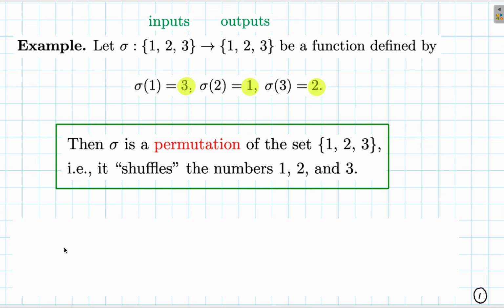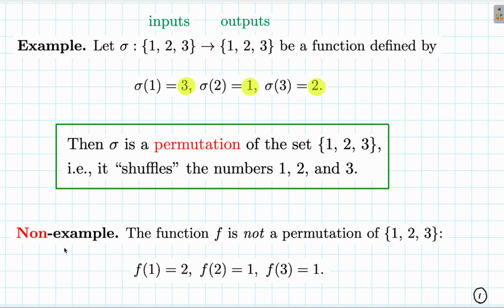Here is something that's not a permutation. So here is a non-example. Consider this function f, whose inputs are also 1, 2, and 3. But notice the outputs: f of 1 is 2, f of 2 is 1, and f of 3 is also 1. We have two outputs that are the same, and so f is not a permutation of the set 1, 2, 3. In order to be a permutation, all the outputs have to be different from each other.